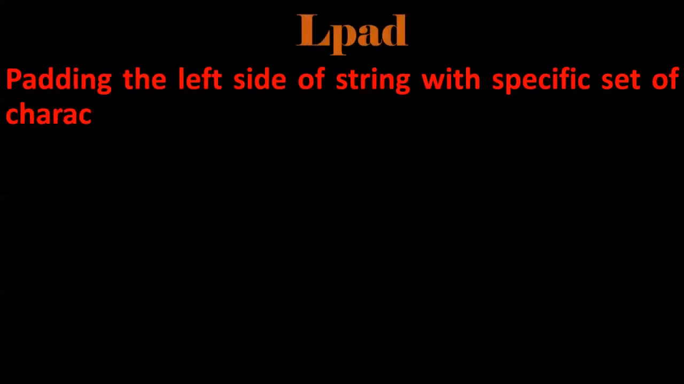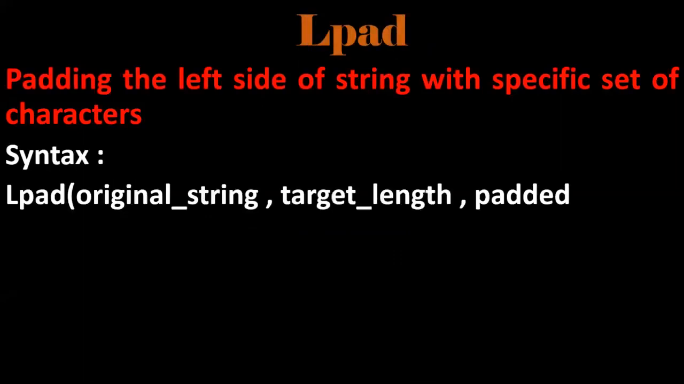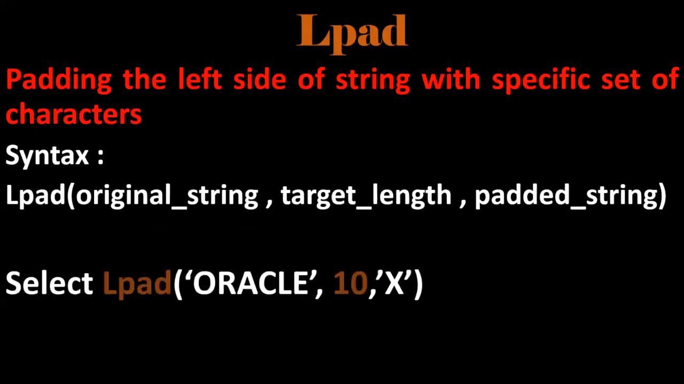Next one is the lpad. This one is to pad left side of the string with a specific set of characters. The syntax would be like this: the original string, the target length, and the padded string. So we know that the length of Oracle is 6. So our target length is 10. So if the length doesn't match, then we are padding X to the left side.